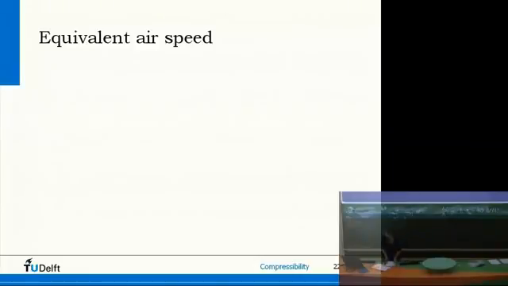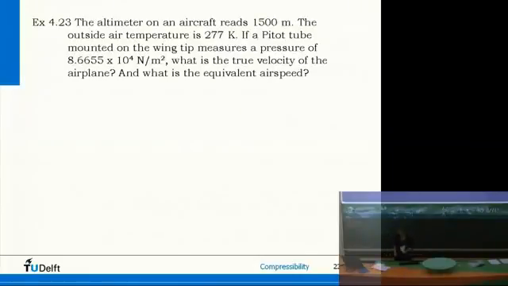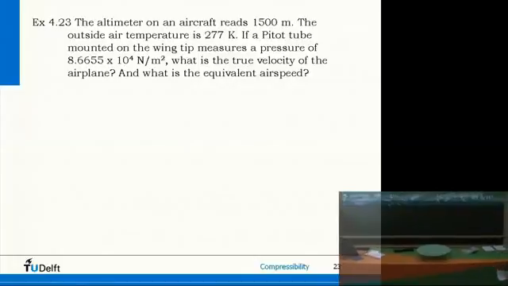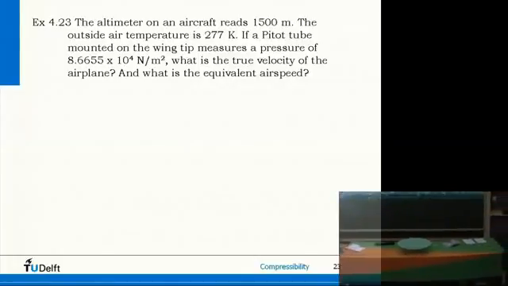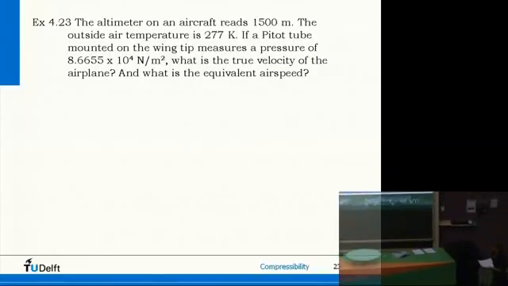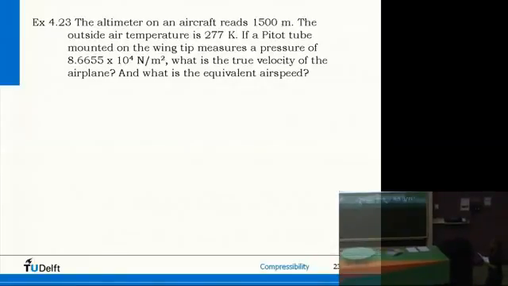Then we go to equivalent airspeed, and I'll introduce that to you based on another example. How is airspeed usually measured on an aircraft? Using pitot tubes and pitot static tubes. Here we have some information. An altimeter says the aircraft is flying at 1500 meters. We have an outside temperature, 277 Kelvin. If a pitot tube mounted on the wingtip measures a certain pressure, what is the true velocity of the airspeed and what is the equivalent velocity of the airspeed? Now I'll introduce those concepts to you.